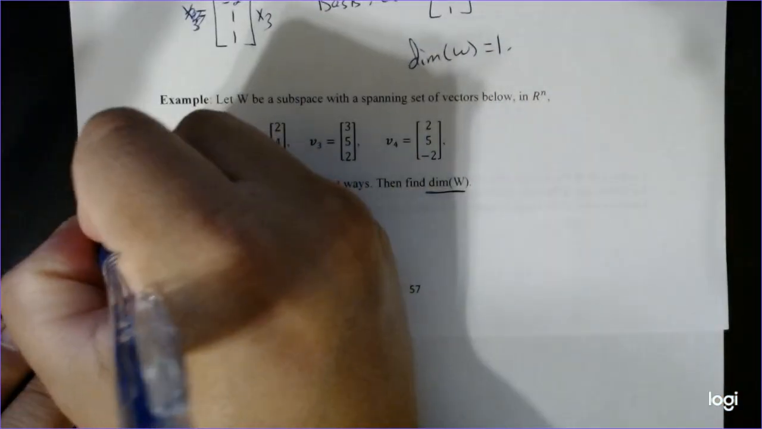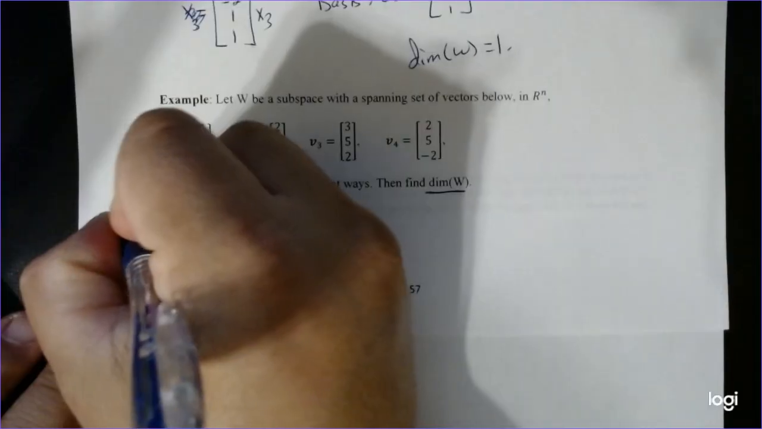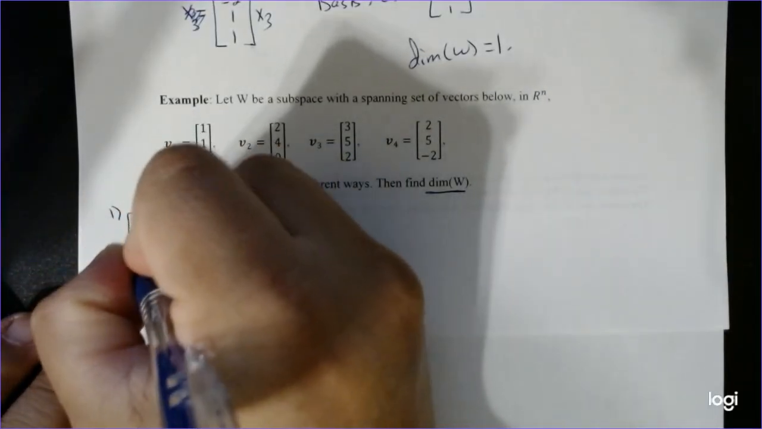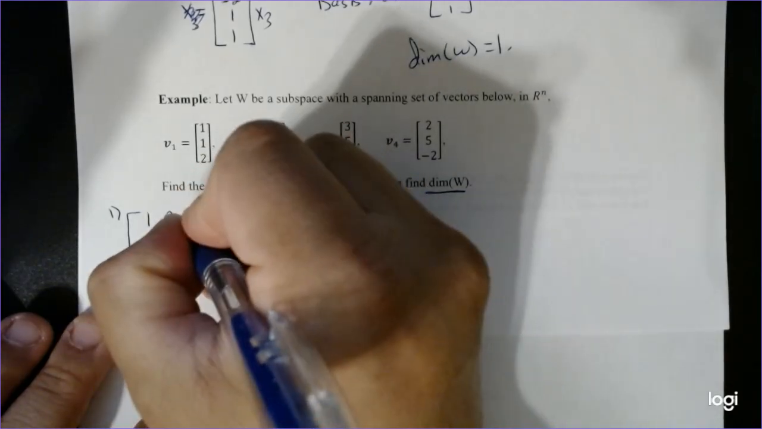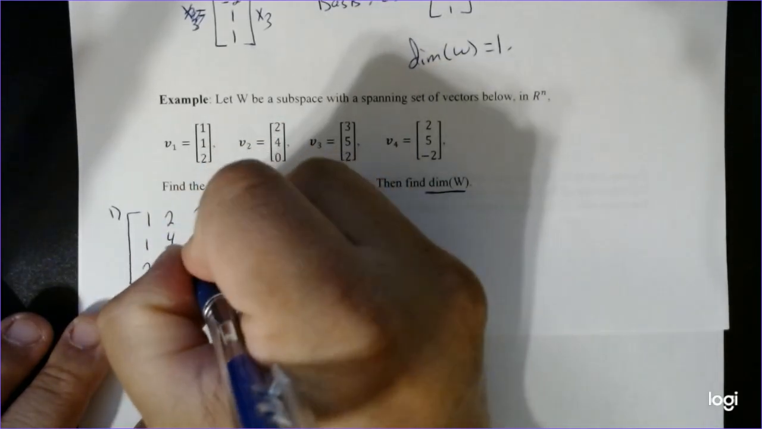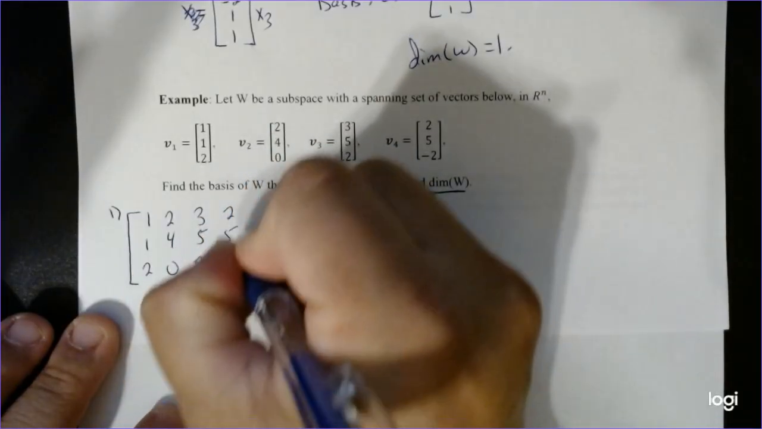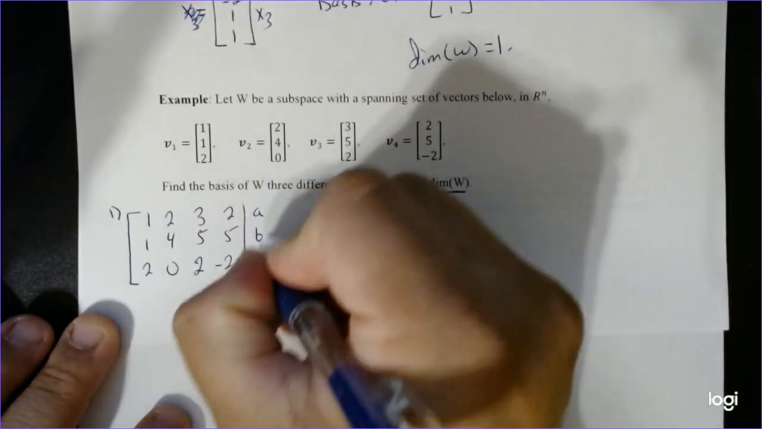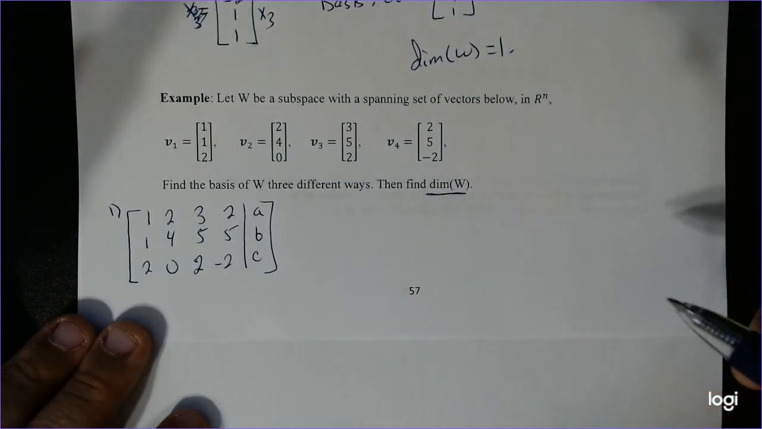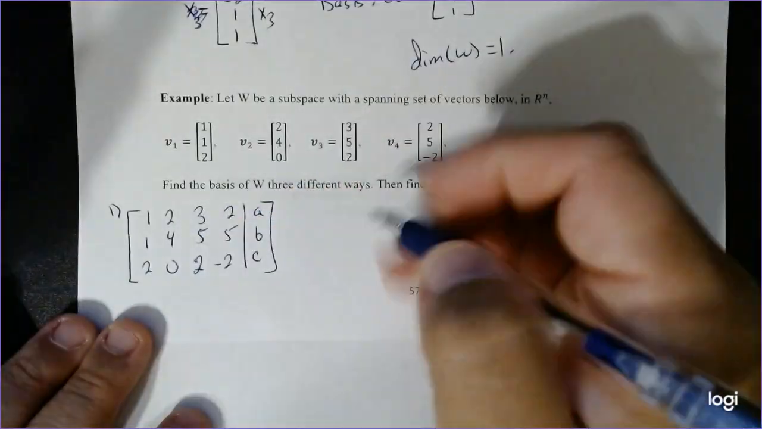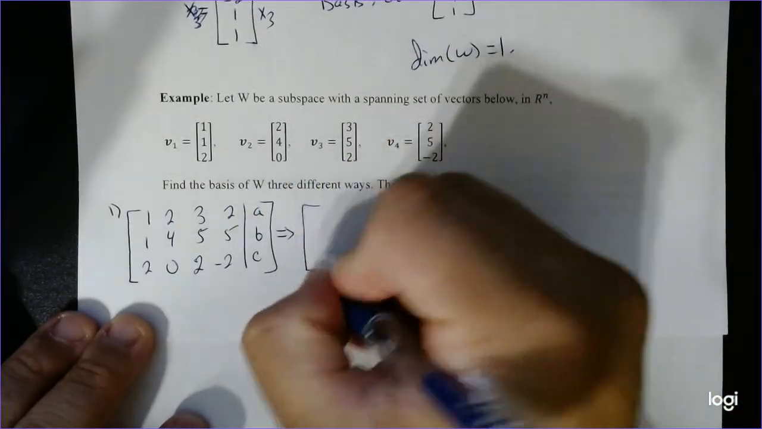Okay, so the first way is just setting it equal to A, B, C, or essentially just linear independence. The linear independence way. Now we just slowly manipulate this down, and eventually we get this matrix.